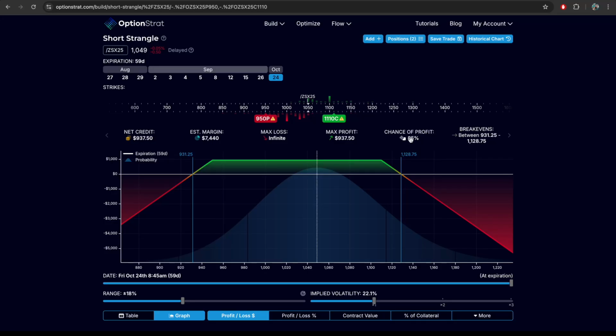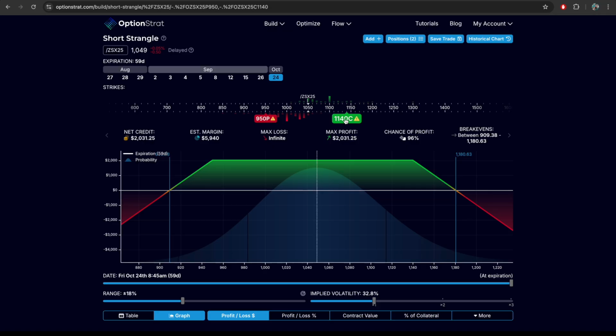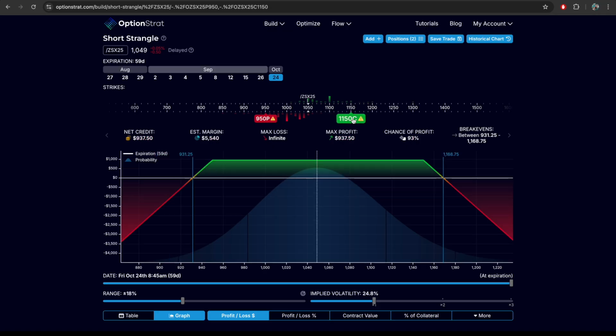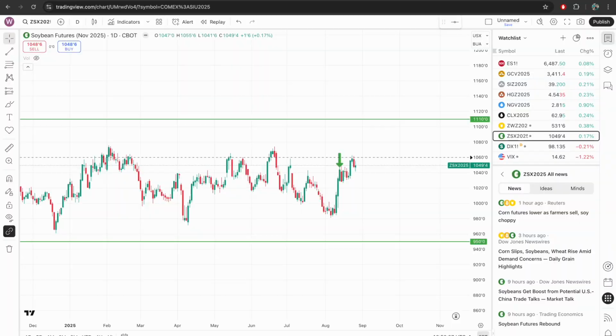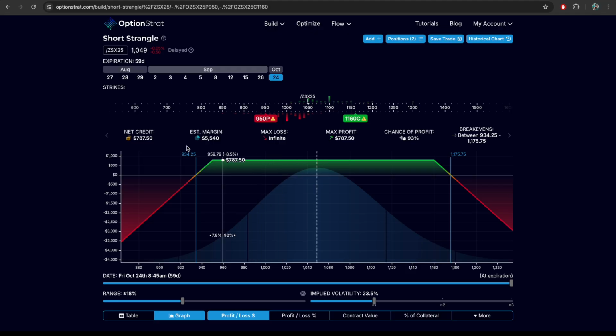And you have an 85% chance to make that profit. You can go a bit wider maybe on the call side. That's what I would do. I would probably go a bit wider, something like that. So it will be 1160. So it will be somewhere over here, which is much nicer in terms of the range, right? And you can still get a lot of credit for this position, $787 per contract. And then you have a really high probability of profit.